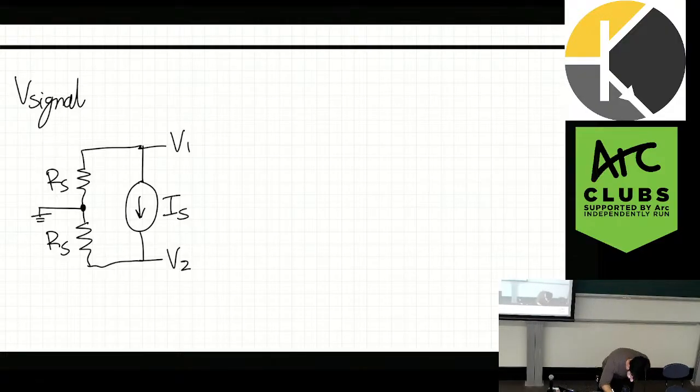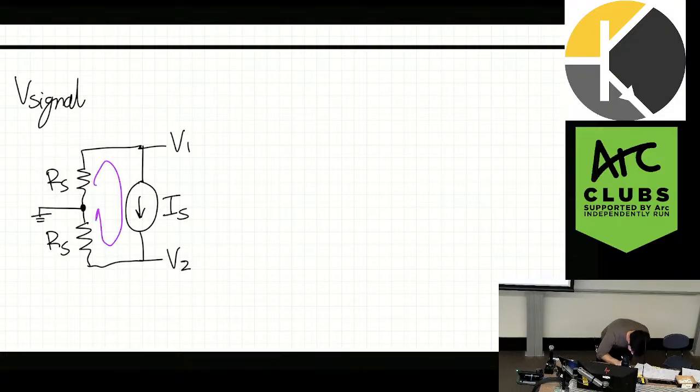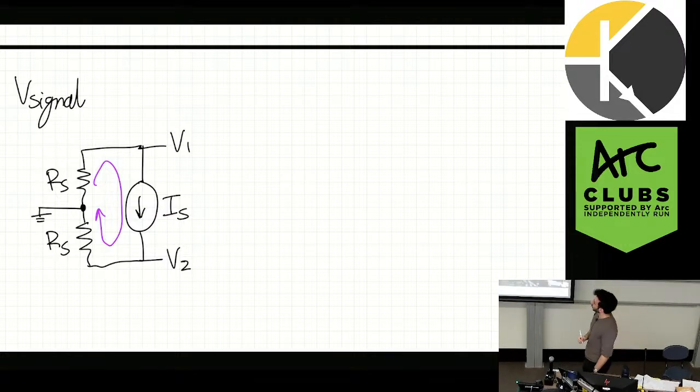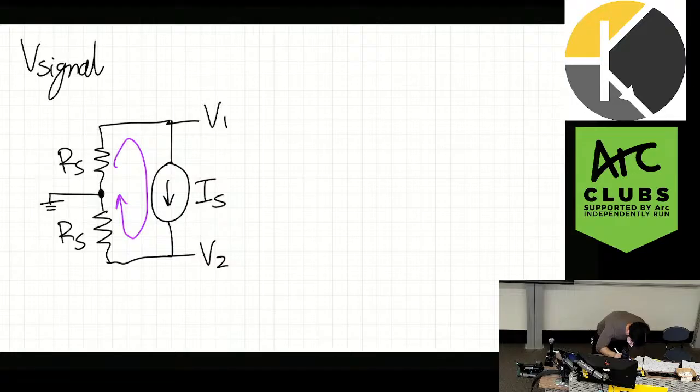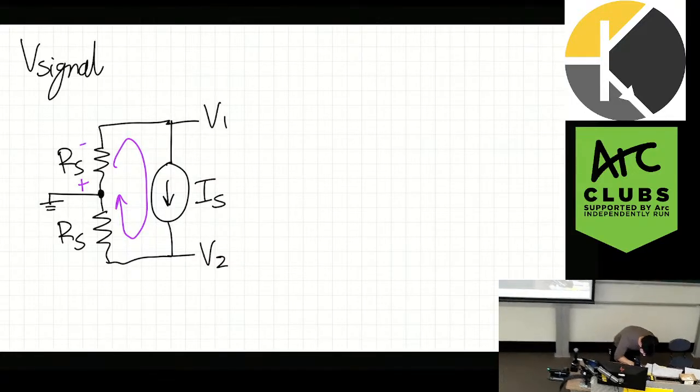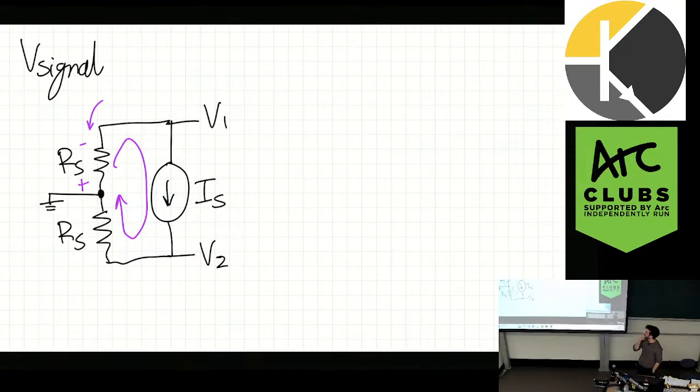And the way this works is we can see that the current is taking this sort of merry-go-round. And so the voltage drop across this resistor is going to be, so what would the voltage drop across that resistor be?